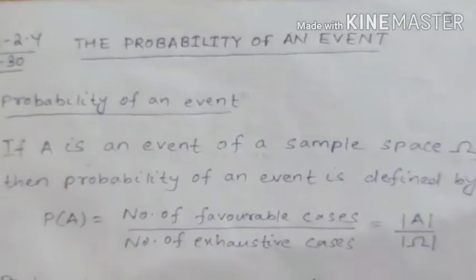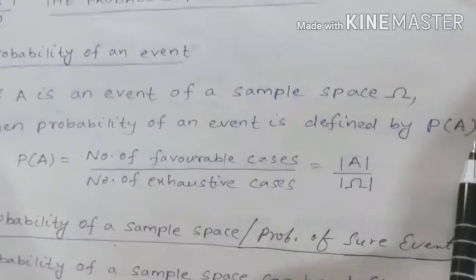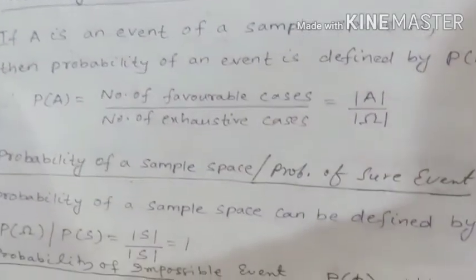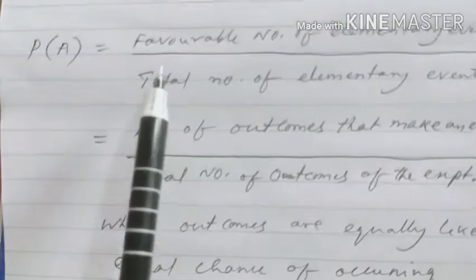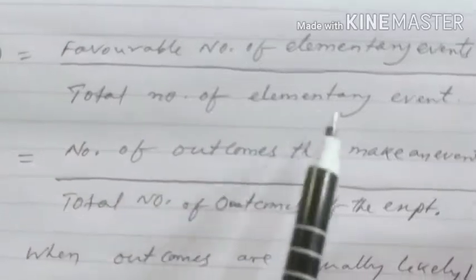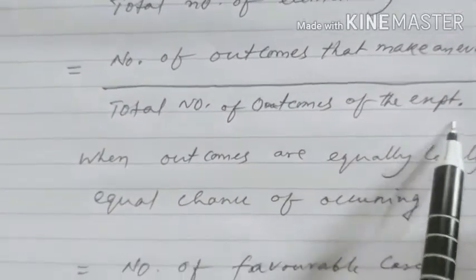Next, go for the probability of an event. A is an event of a sample space. Then the probability of an event is denoted by capital P of A: the number of favorable cases by the number of exhaustive cases. That is, the number of favorable elementary events by the total number of elementary events. Also, the number of outcomes that make an event by the total number of outcomes of the experiment.